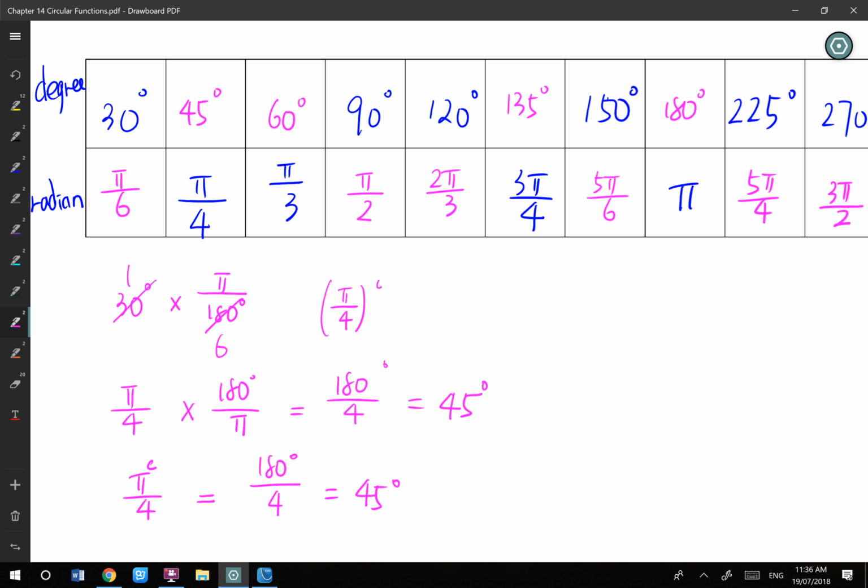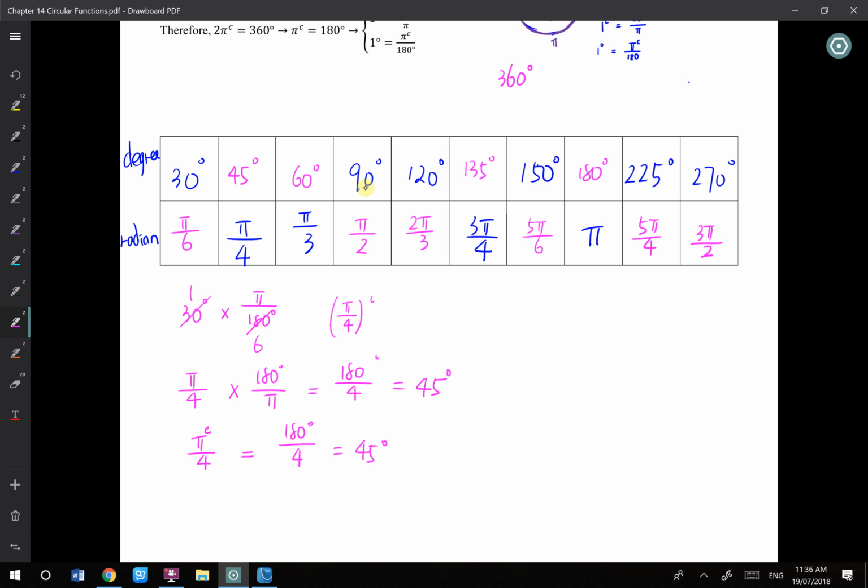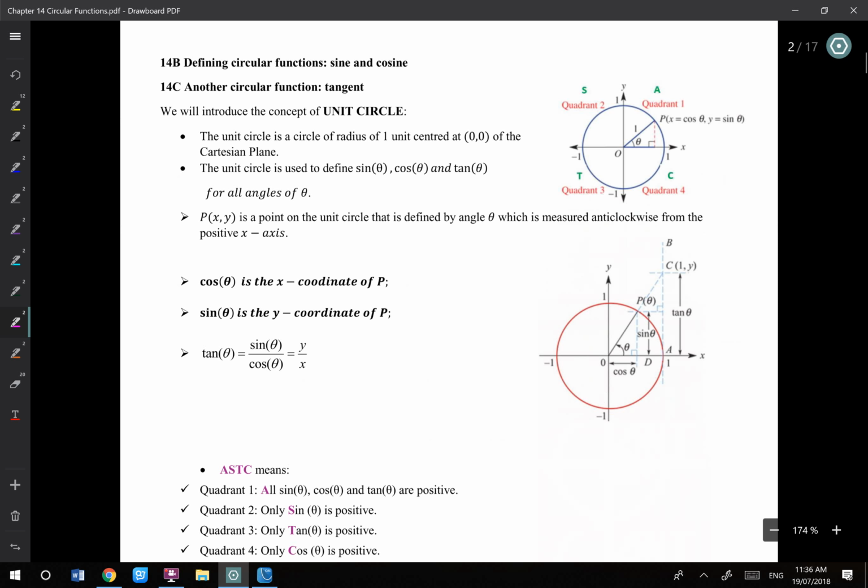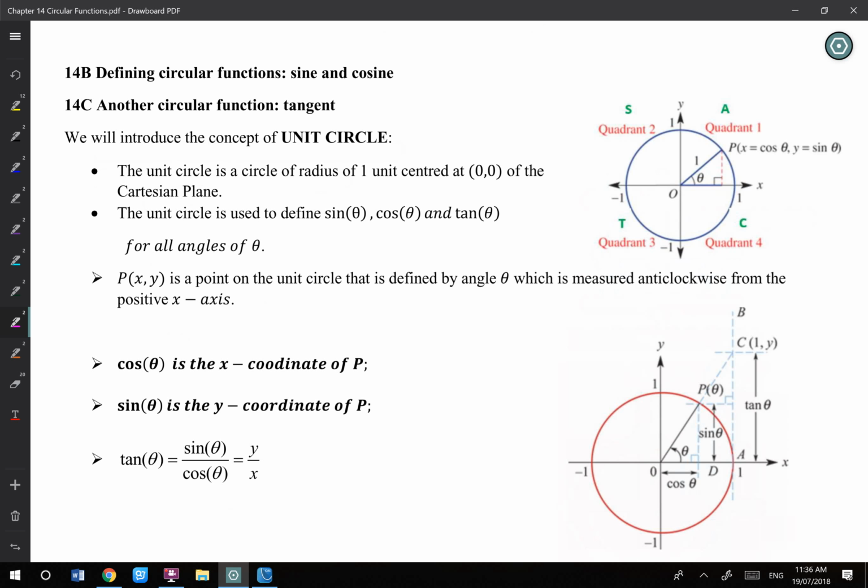For example, for 3 pi over 4, you should know where it is and what you should do. I'll talk about that more later, but do not think about converting all the time. You treat pi as an angle and talk about where it is instead of converting it into degrees. But let's go to the next page. The next page is the definition, which is really important.